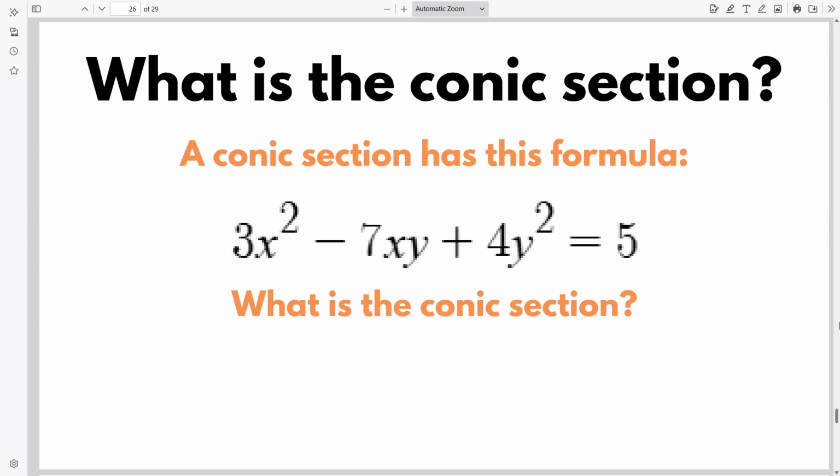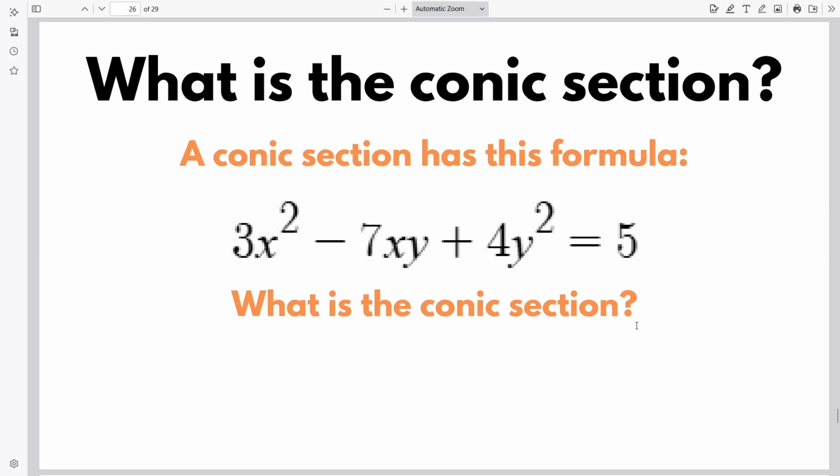What is the conic section? Hope you got paper and pencil out because a conic section has this formula. What conic section is it? Actually, you don't really need paper and pencil for this. It's a good skill to practice mental math, so when I put that paper away, try to solve this in your head. Remember, b squared minus 4ac. Just calculate that and use the discriminant shortcut.